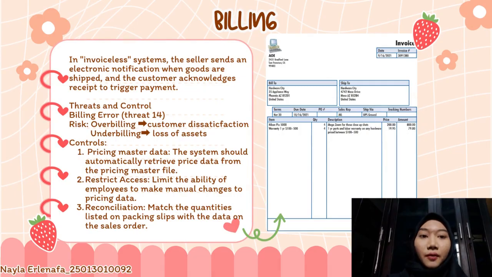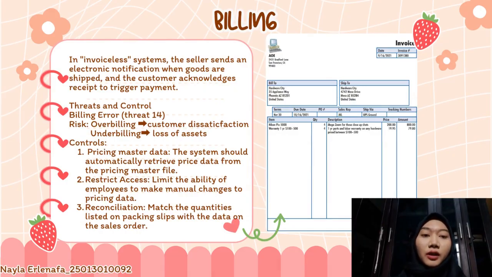As you can see on the screen, this is an example of a sales invoice in AOS that includes the bill-to and ship-to details, the specific items sold, unit prices, and the total amount due. It serves as the official notification to the customer that it's time to pay.